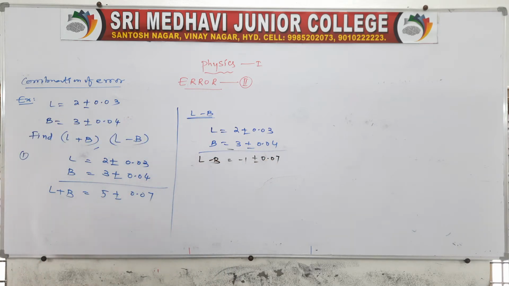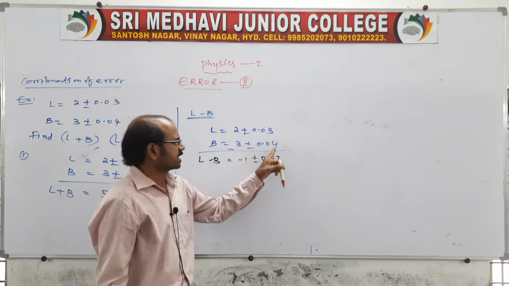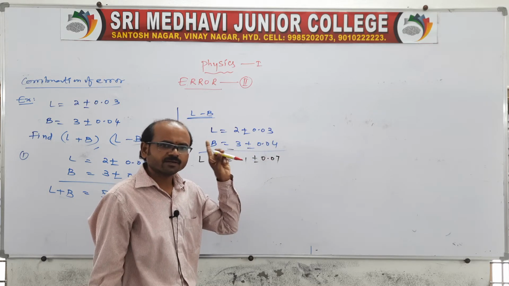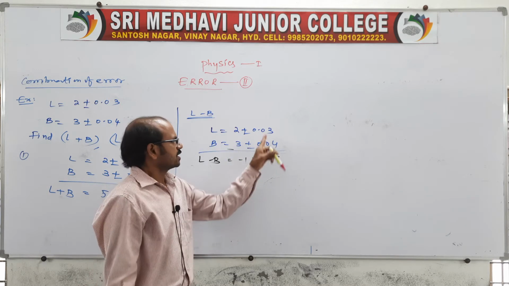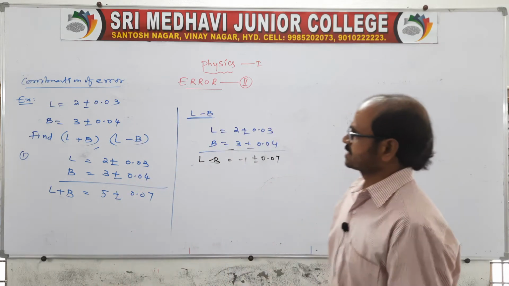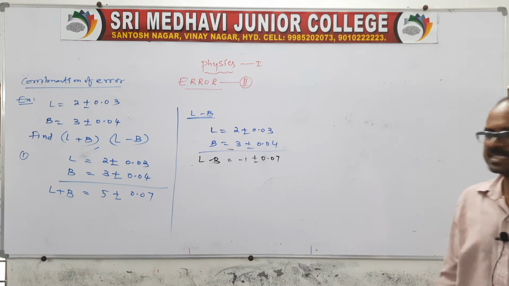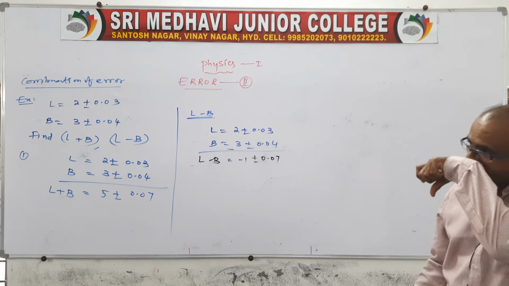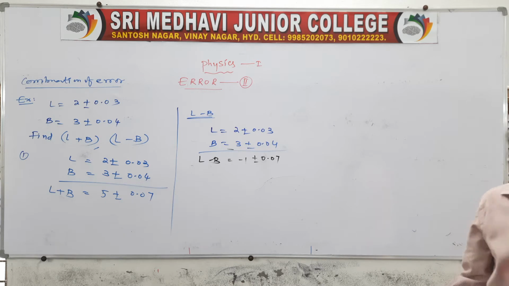This is very, very important. While taking the subtraction, absolute errors we should always add, or we should take only plus, because the absolute error always gives the positive only. So this is one example. In the previous class we discussed addition and subtraction, and this is an example problem for that.